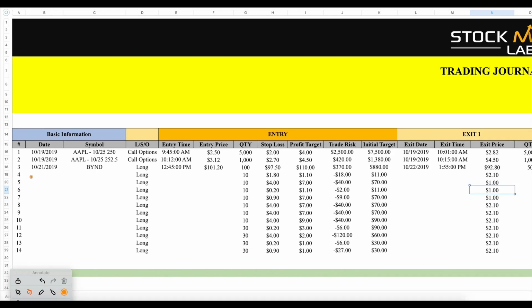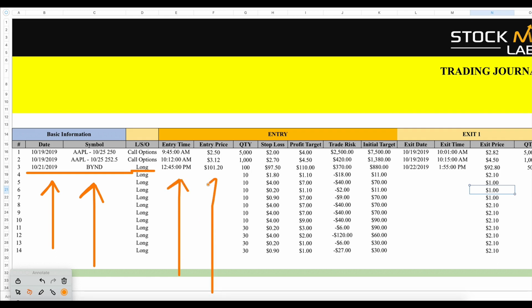All right, so now let's look at another example. So here we're going to look at stock BYND. This is the date, 10/21/2019. Went long on the play. Entry time, entry price 101.20. What was the trade setup? Stop loss at 97.5, profit target at 110, risking about $370 to potentially make 880.